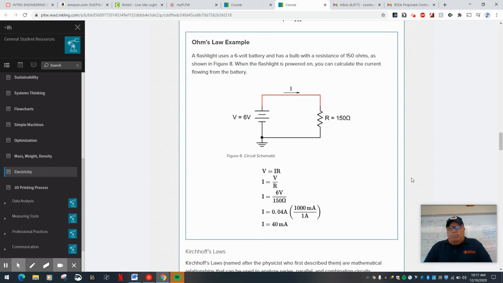So now we just rearrange this formula from V equals IR to I equals V divided by R, and we come up with 6 volts divided by 150 ohms gives us a current of 0.04 amps, or 40 milliamps, okay? 40 milliamps. So very important to understand the conversion in units for this.